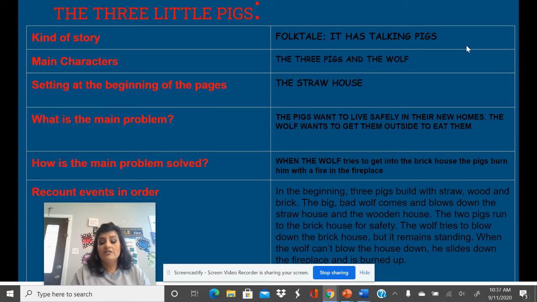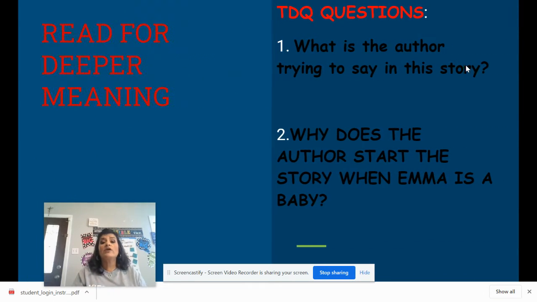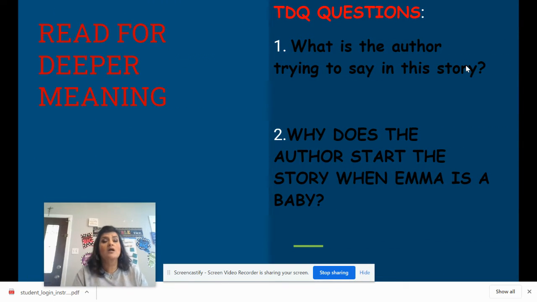Yes. Okay. So now what we're going to do is a picture walk with Emma's Rug, okay? Some of the questions I need you to ask yourself, because you're going to answer one of them, are: Number one, what is the author trying to say in the story? Number two, why does the author start the story when Emma is a baby? Those are the questions we're going to be asking ourselves when we're doing a picture walk.